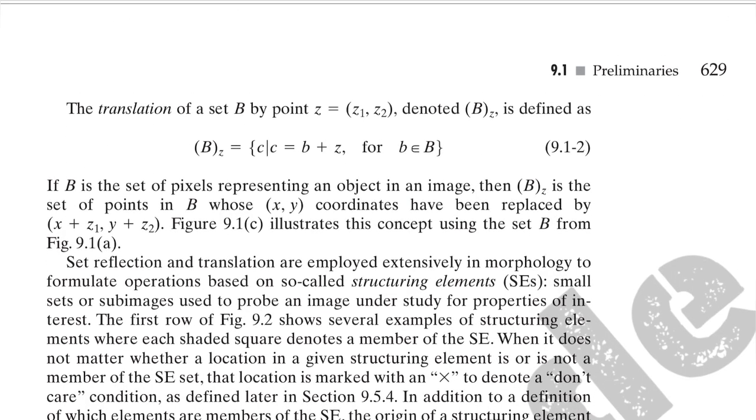So translation of a set B is given by z equal to (z1, z2), which is given by this formula: Bz equal to (B) plus z, because we are translating it by some vector, not to a particular distance.